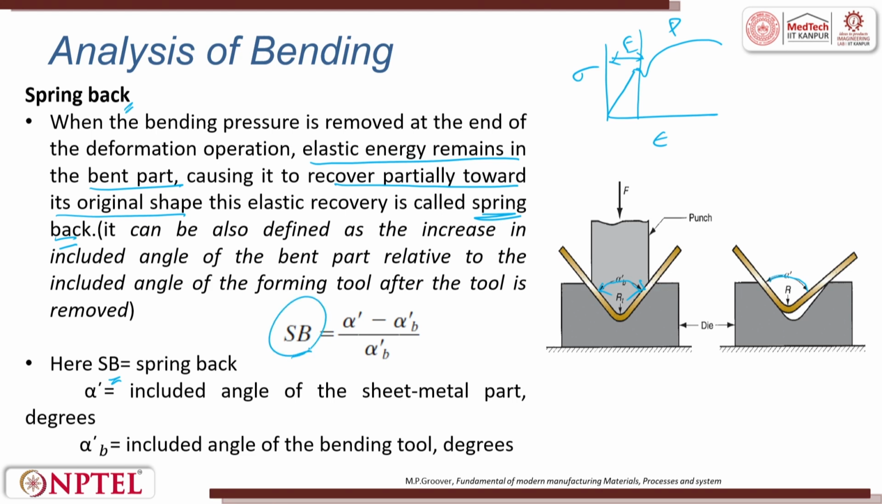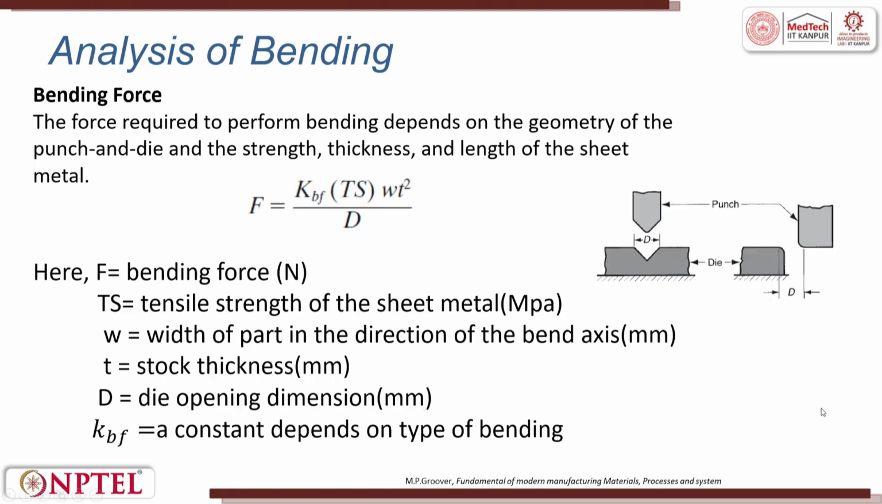It is a very important phenomenon. Whenever there is a bending operation, there is an elastic energy recovery that will try to bring it back to the original shape. What is the original shape? The original shape was a flat plate. Now, you are making it into a V. So, now what will happen? It will become like this. So, this is the tool, the punch angle, whatever it is, and this is what it tries to take after it is removed.